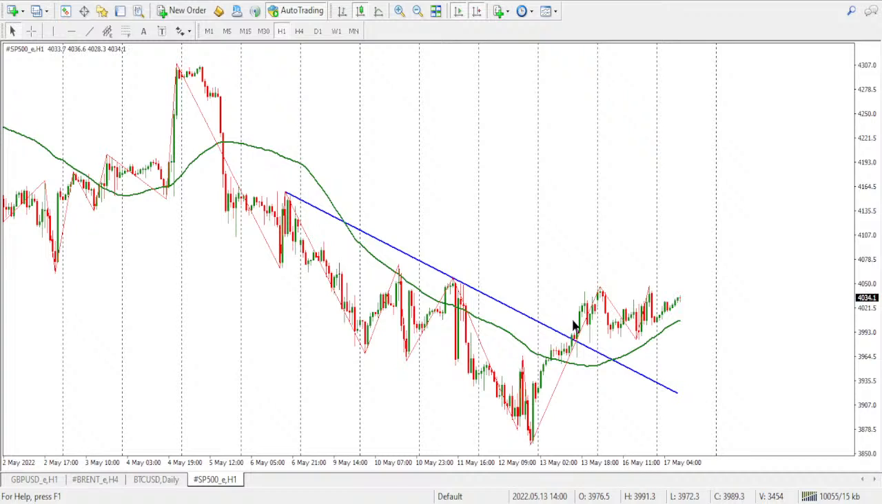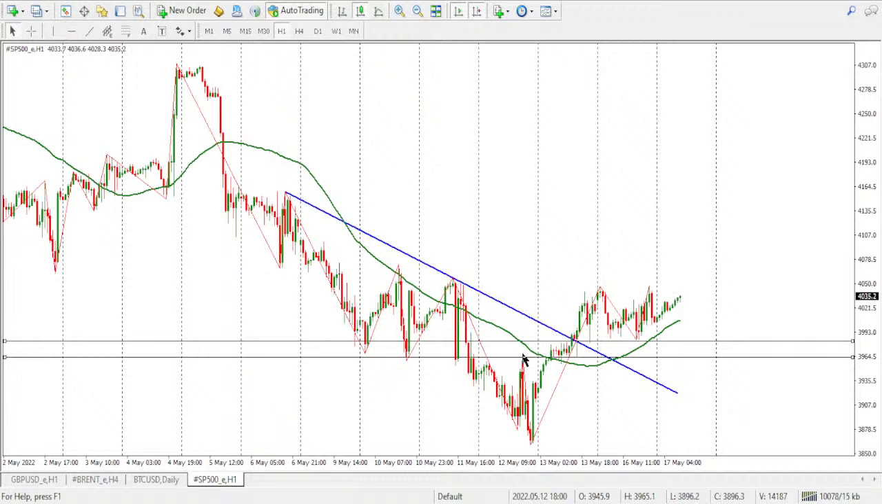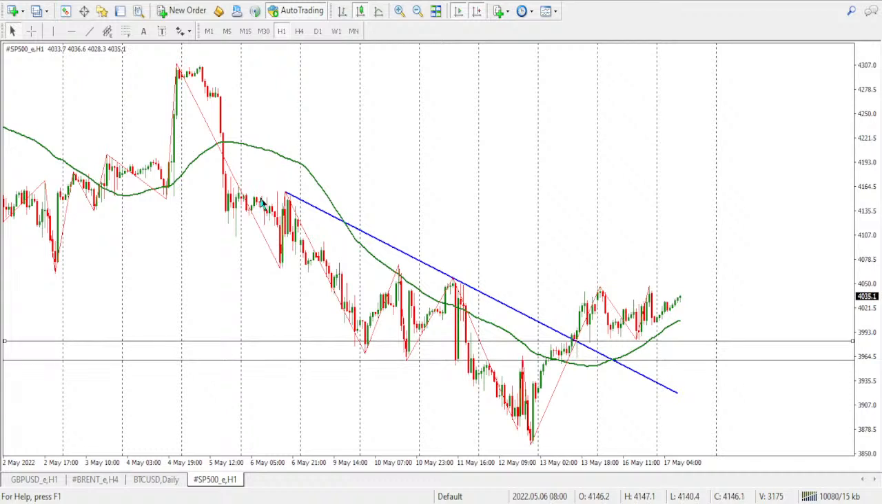There's a break above. And then we have another one like that. So technically this right here could have been the correct place to look for a sell from. We have a very good sell place.